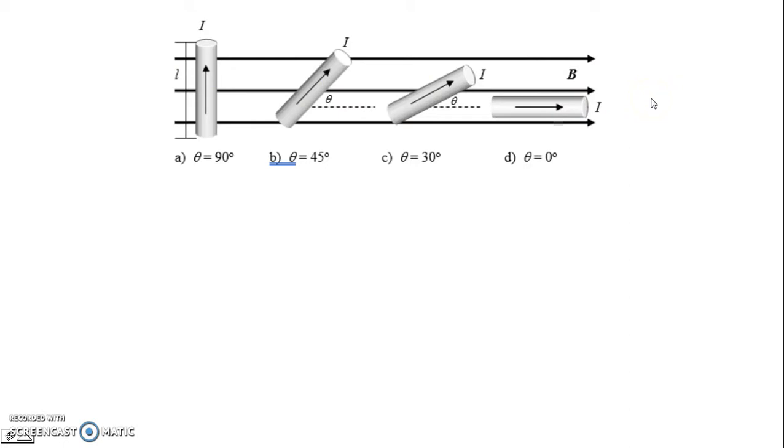So the question is, since we have two different equations for magnetic force, which equation to use? Is it QVB sine theta or ILB sine theta? Pause the video, write down which one you think it is. Okay, so hopefully you chose ILB sine theta.